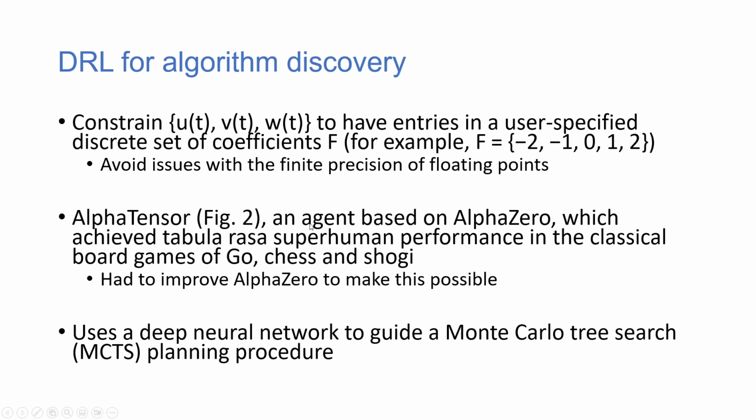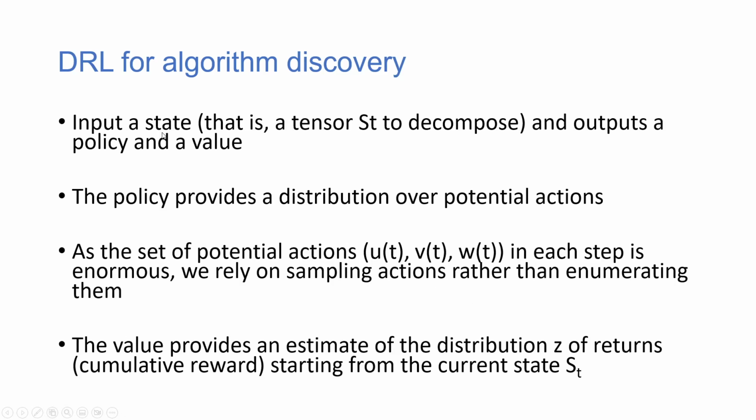And AlphaTensor is an agent based on AlphaZero, which achieves superhuman performance in the game Go. Strassen and so on, it was basically this, as mentioned before. AlphaTensor is based on AlphaZero and had to be improved to make this possible. Monte Carlo tree search is used to select the decompositions as well. The input is a state, basically the tensor, and it also takes as input the previous plays and some scalars, and outputs a policy and a value.